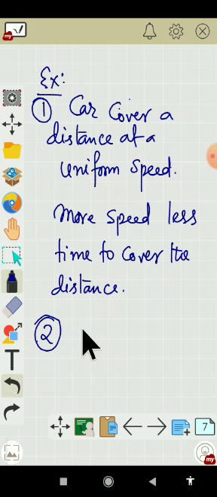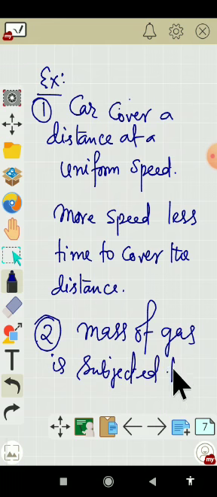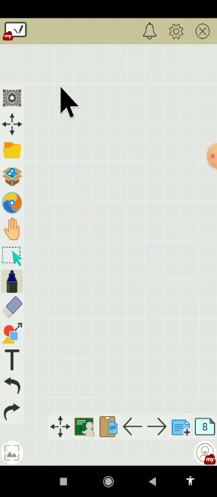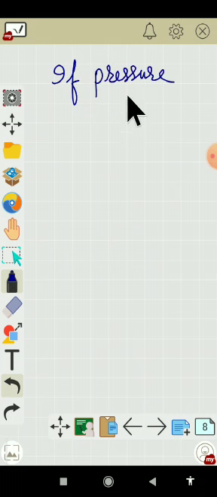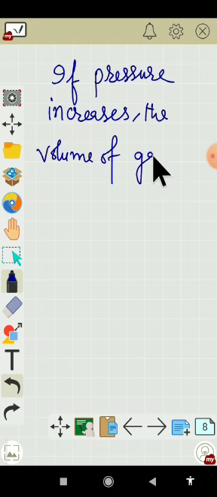Second example: a mass of gas is subjected to pressure. If pressure increases, the volume of the gas decreases.